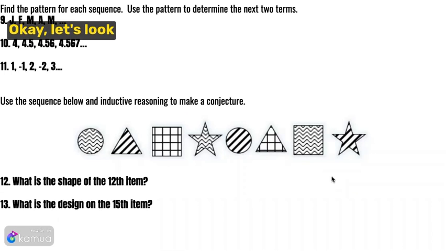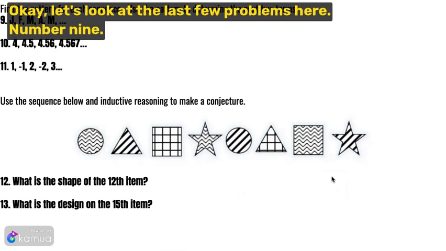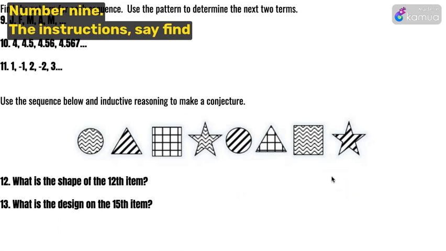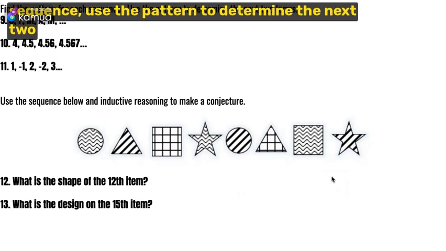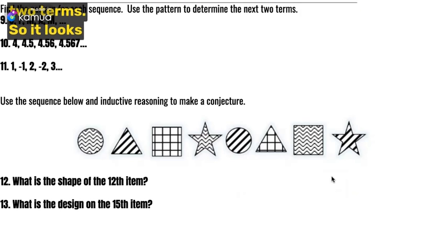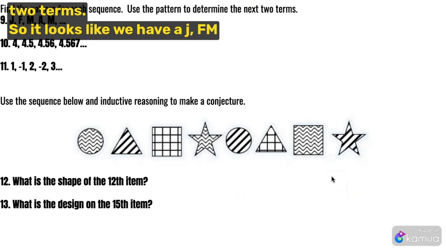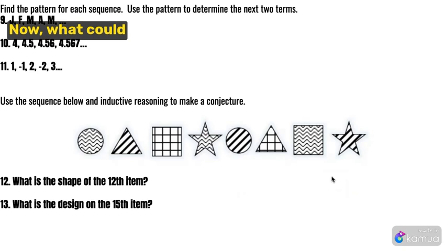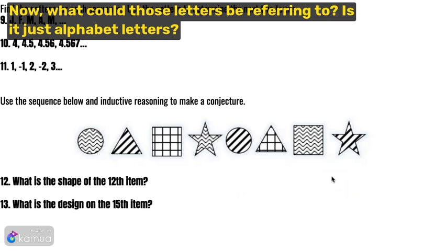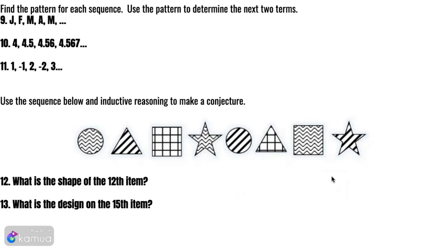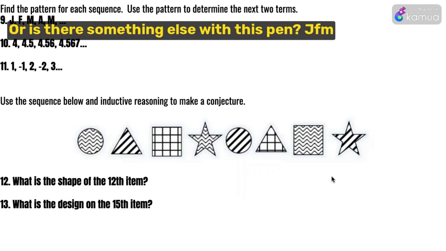Okay, let's look at the last few problems here. Number 9, the instructions say find the pattern for each sequence. Use the pattern to determine the next 2 terms. So it looks like we have a J, F, M, A, M. Now, what could those letters be referring to? Is it just alphabet letters? Or is there something else with this pattern? J, F, M, A, M.